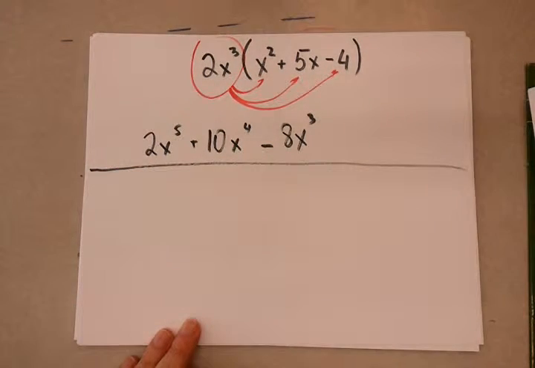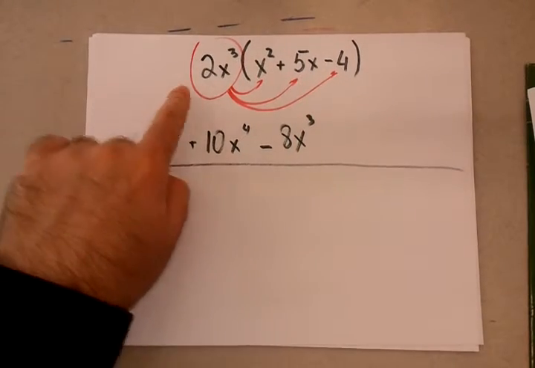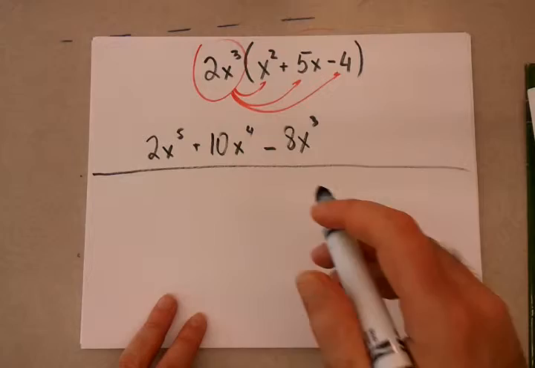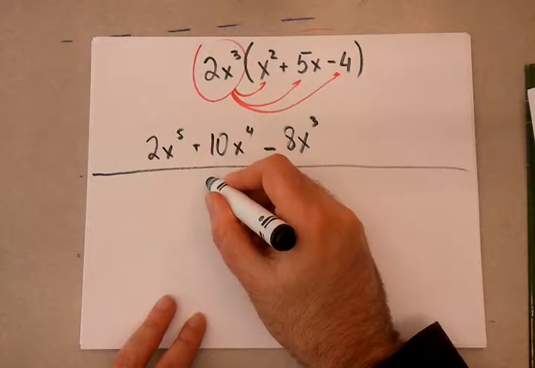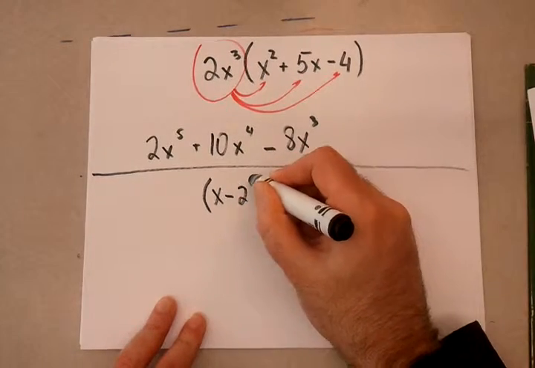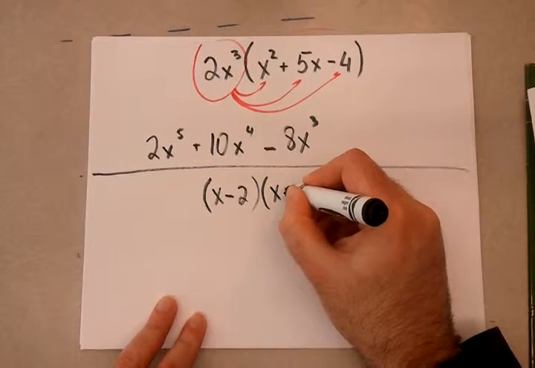What we are going to concentrate most on is multiplying a pair of polynomials. So here we just had a monomial times a polynomial. Now I want to show you how to work out problems that have two polynomials being multiplied against each other. So for example, I'll give you this particular case. X minus 2 times x plus 3.